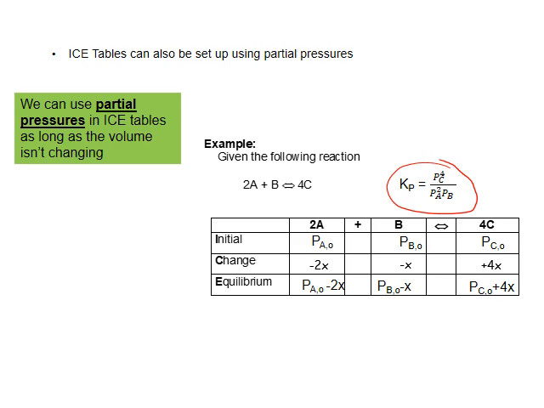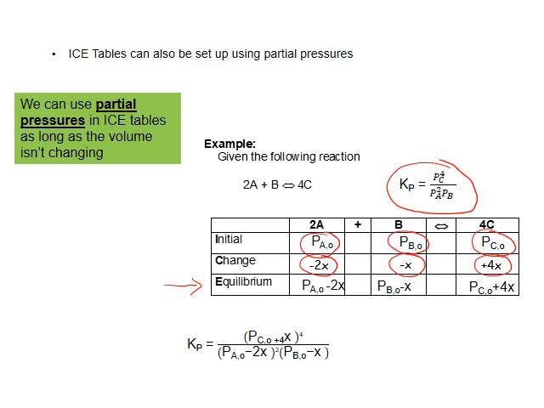Notice that we're starting with an initial partial pressure of A, an initial partial pressure of B, and an initial partial pressure of C. Our change row is the same with minus 2x, minus x, and plus 4x. And then the equilibrium row, again, is the sum of the initial and change rows. So again, when we set up our Kp expression, we would be plugging in the equilibrium partial pressures of the reactants and products into our Kp expression.